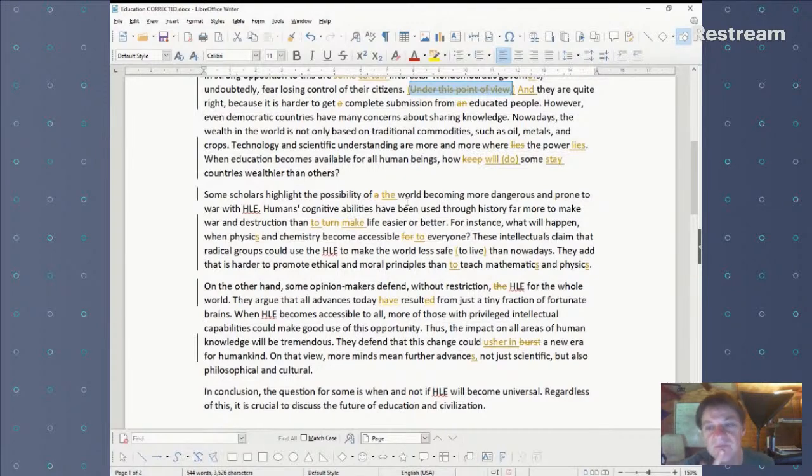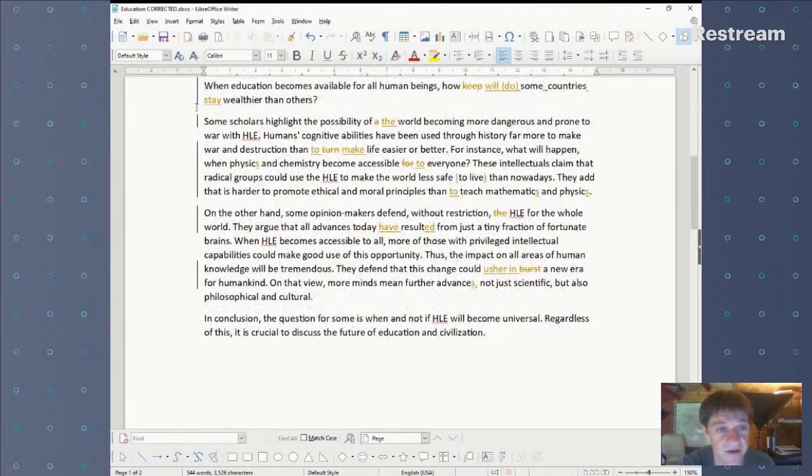You can invert those two sometimes, but not here, where the power lies. When education becomes available for all human beings, how will some countries stay wealthier than others? Sorry. How will some countries, or how do some countries stay wealthier than others?